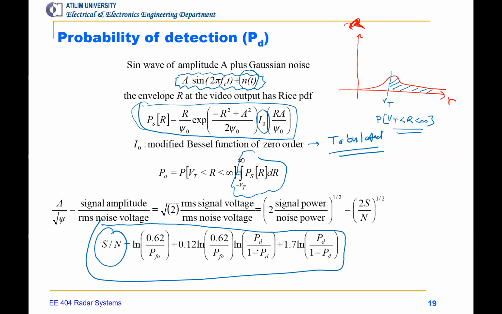The graph version of this equation will be shown in the next slide. So here then we got the relationship between probability of detection and SNR. And SNR is given in terms of the signal voltage, the maximum of the signal, and the noise.